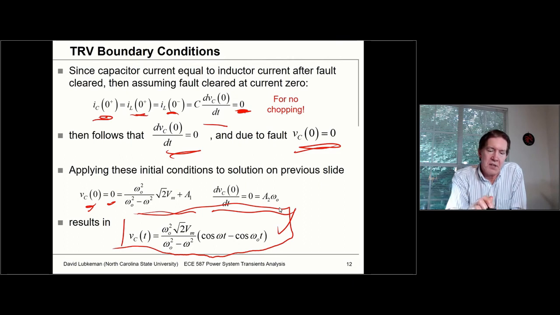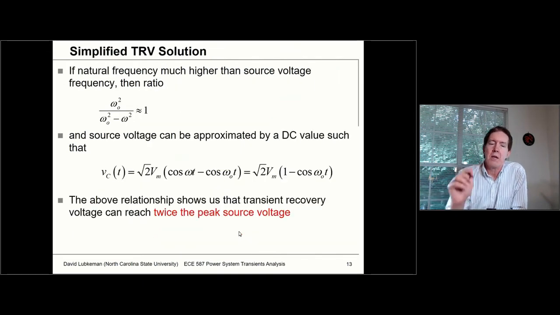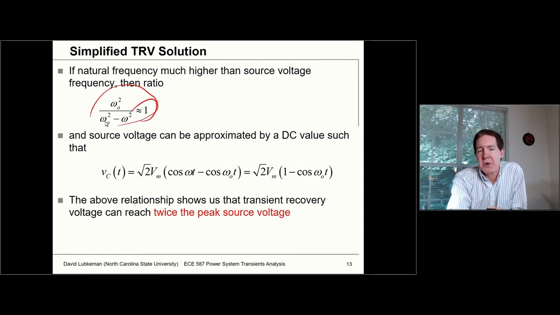And what this is telling us is there's two parts of the solution. There's going to be a fundamental portion, say oscillating at 60 Hertz. There's going to be another portion oscillating at a higher frequency, which is the resonant frequency of this LC circuit. We typically simplify this because omega naught's usually a lot higher than omega. So if we look at this coefficient, omega naught squared over omega naught squared minus omega squared, this is going to be pretty close to 1 if omega naught's pretty large.